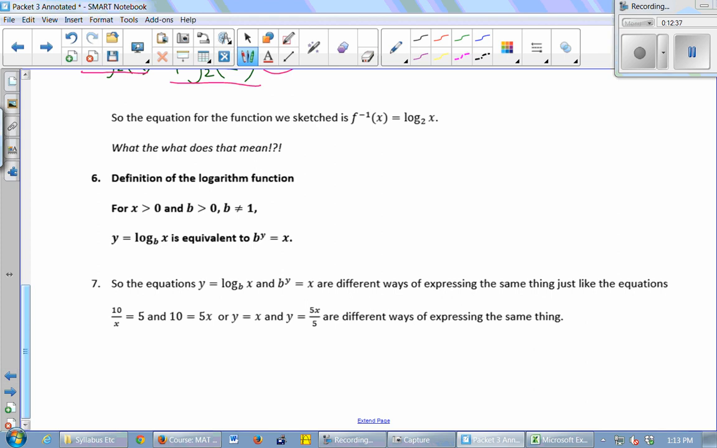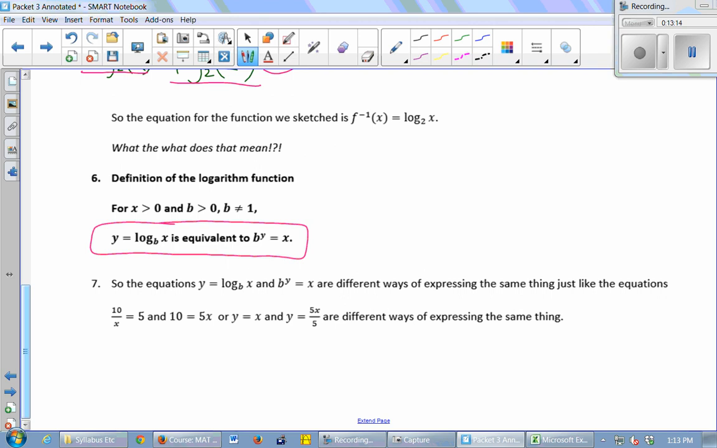So y equals log base b of x is an equivalent way of saying that b to the y equals x. Just like saying dividing by 5 and multiplying by 1/5 are equivalent ways of doing the same operation, because multiplication and division are inverse operations. So dividing by 5, multiplying by 1/5, they undo each other. So log base b of x equals y means the exact same thing as b to the y equals x.